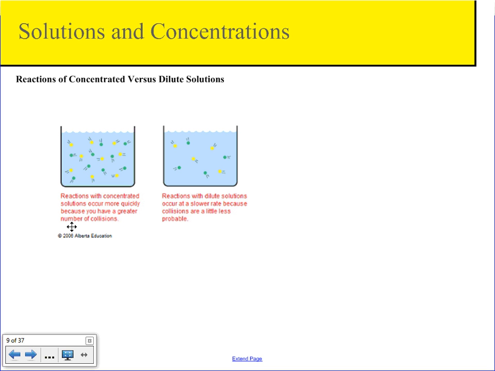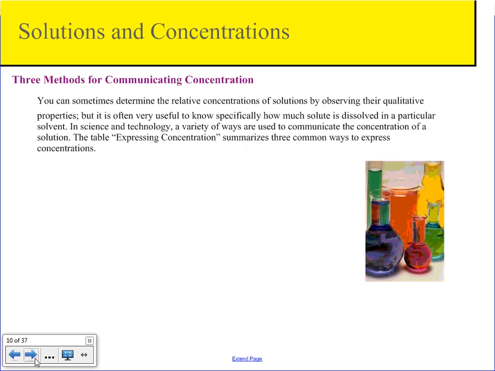So, the reactions with a concentrated solution occur more quickly because they have a greater number of collisions, as we could see here. There will be a lot more collisions occurring than in this solution, where reactions with dilute solutions occur at a slower rate because the collisions are less probable.